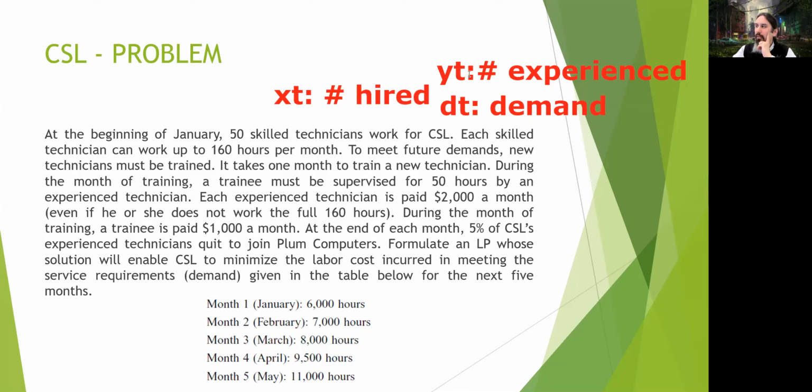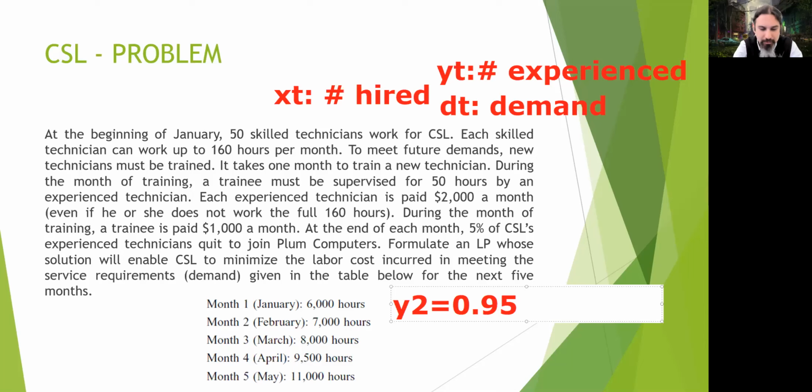So I know that Y1 is 50. Give me Y2. How can I find Y2? Y2 is equal to what? Is it 50 plus x1? No, it's not. It's not 50 plus X1. It's X1 plus 95% of Y1. Yes, 0.95 times Y1 plus X1, exactly.